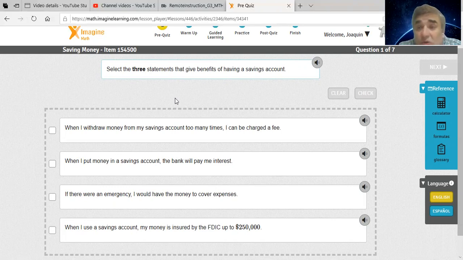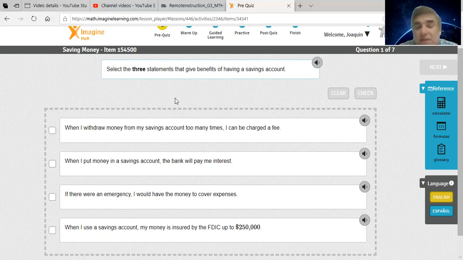Even if your money gets stolen or destroyed by fire or a contingency, an act of nature, an act of God, there is an insurance that will pay up to $250,000 of your money. So if you have $250,000 or less, they will actually pay your money even if it gets lost or stolen or destroyed. So that's a good benefit of having money in the account. That's a good thing.